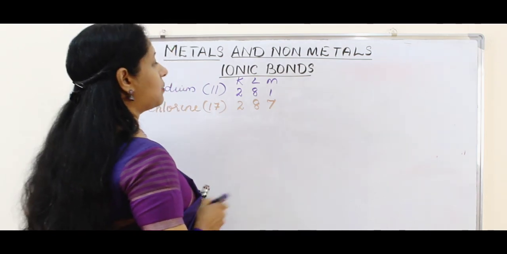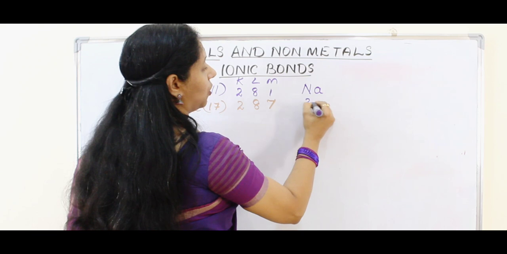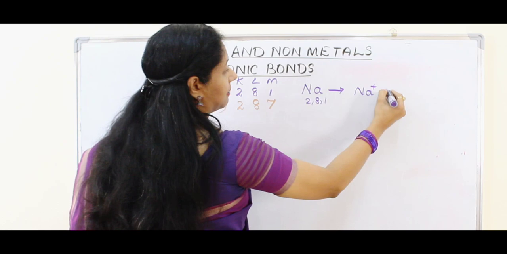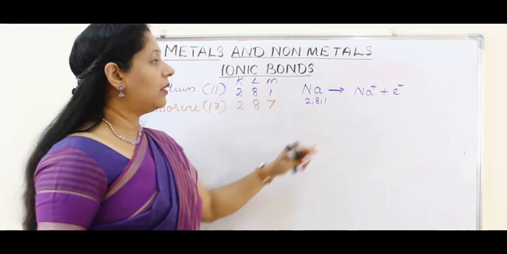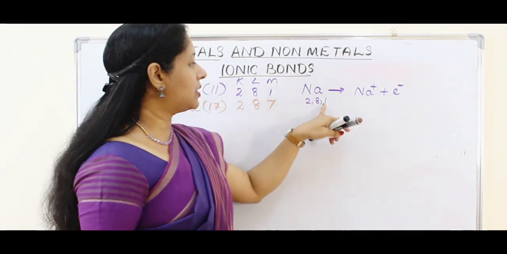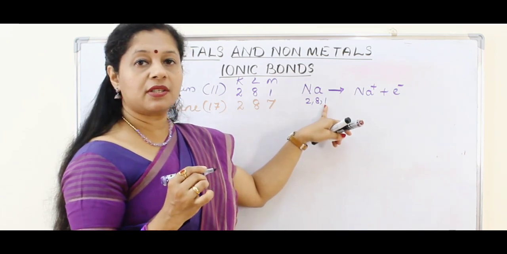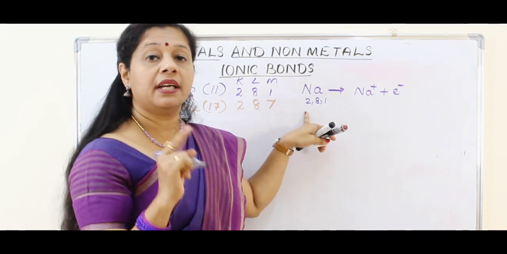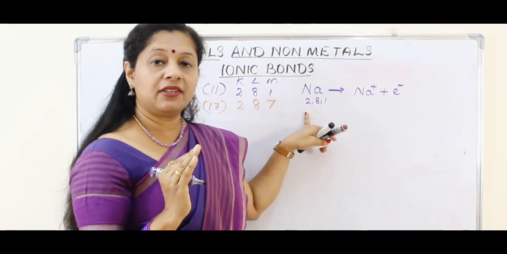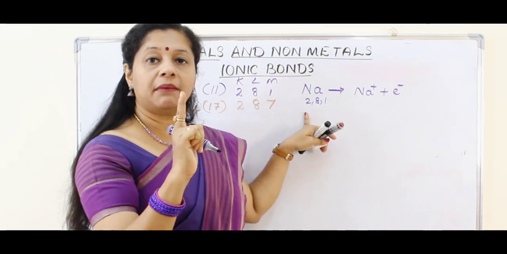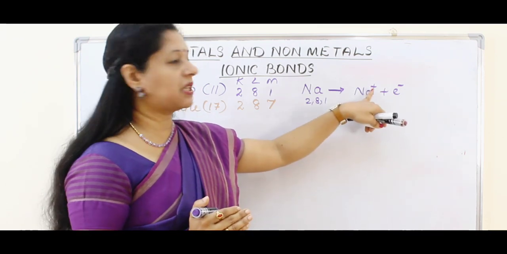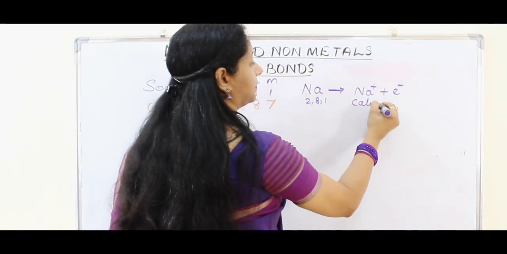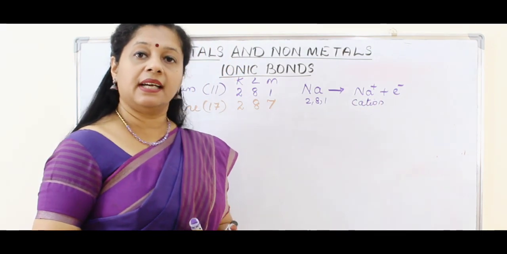Suppose I write sodium as 2, 8, 1, what will it give? It will give Na plus, leaving an electron. So when it is leaving an electron, what happens to the number of electrons? The number of electrons will become 10 only because one electron is lost. But what happens to the number of protons? It remains the same, 11. So 11 positive charges and 10 negative charges means what? 1 plus charge is the net charge. So that is the plus charge that sodium is attaining. As a result, sodium becomes a cation. Positively charged ions are called cations.